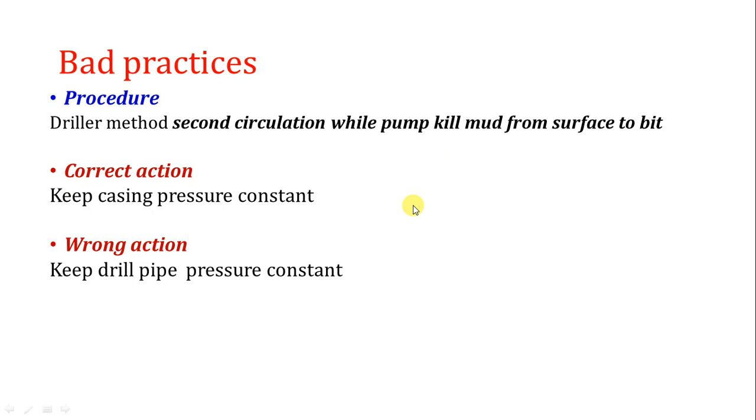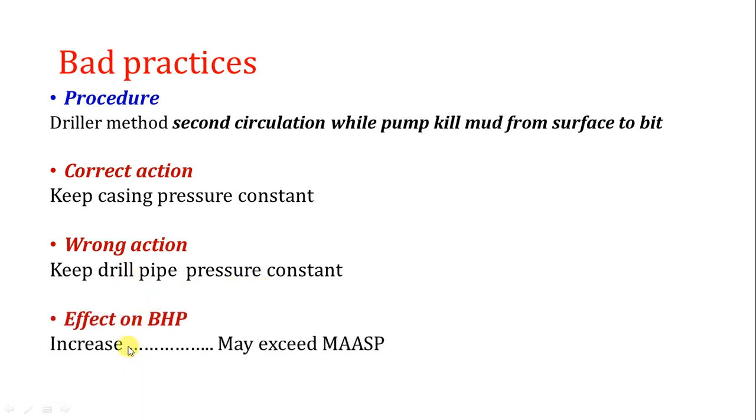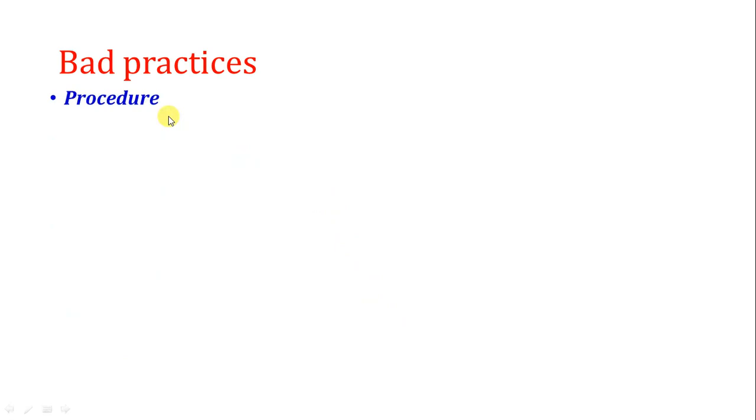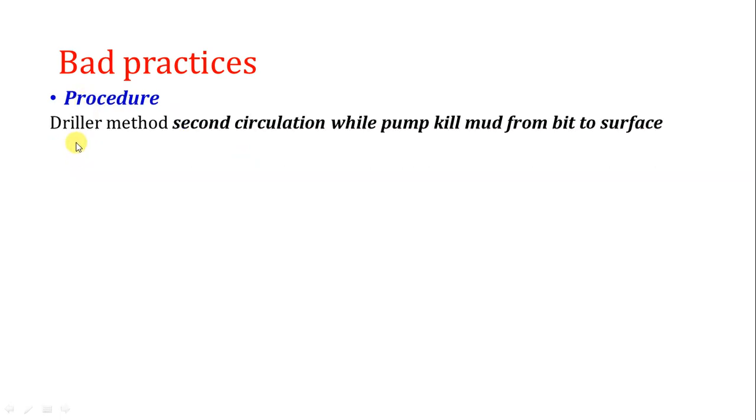The drill pipe pressure will decrease from ICP to FCP. So if you keep it constant, this means you are closing the choke more. This means that the bottom hole pressure will increase and you may exceed the max and go to the fracture of the formation. That is bad practice. Also, what about the driller method?